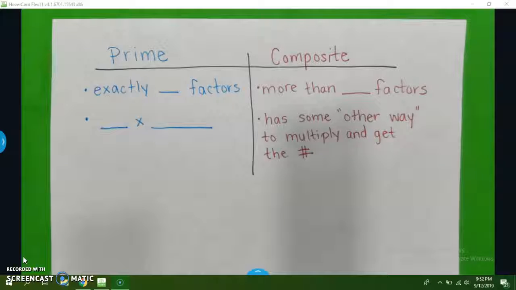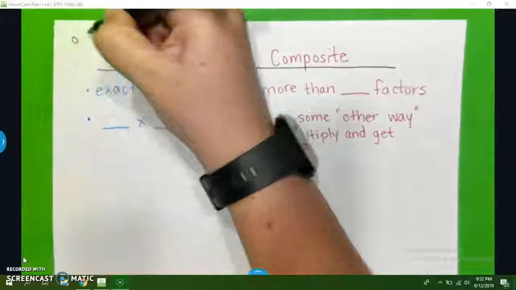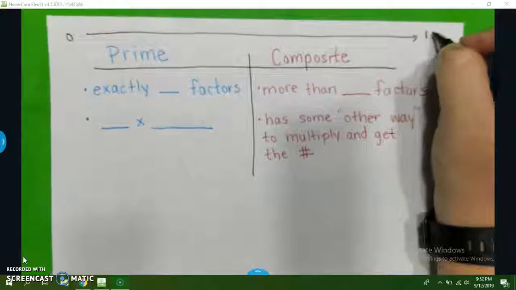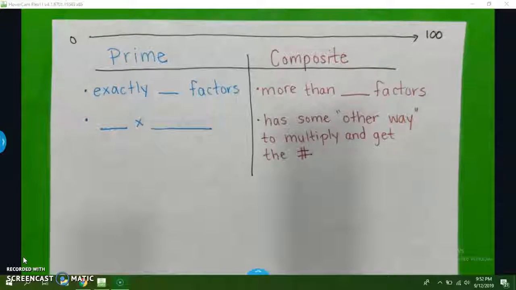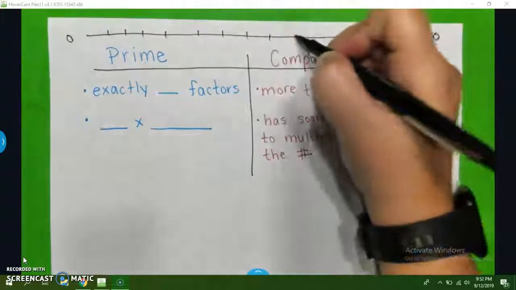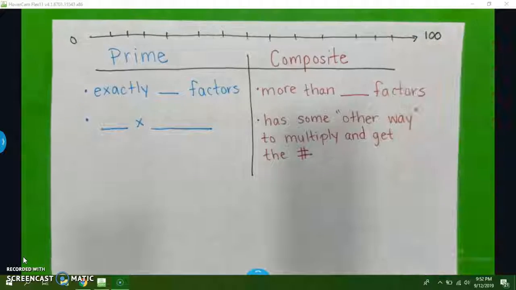Alright, so today we are going to review how to classify a number as prime or composite. And as a fifth grader, you are responsible for knowing every number from 0 all the way to 100. So any number along this number line, I should be able to give you, or anyone should be able to give you, and you should be able to tell me, oh, it's prime, oh, it's composite.